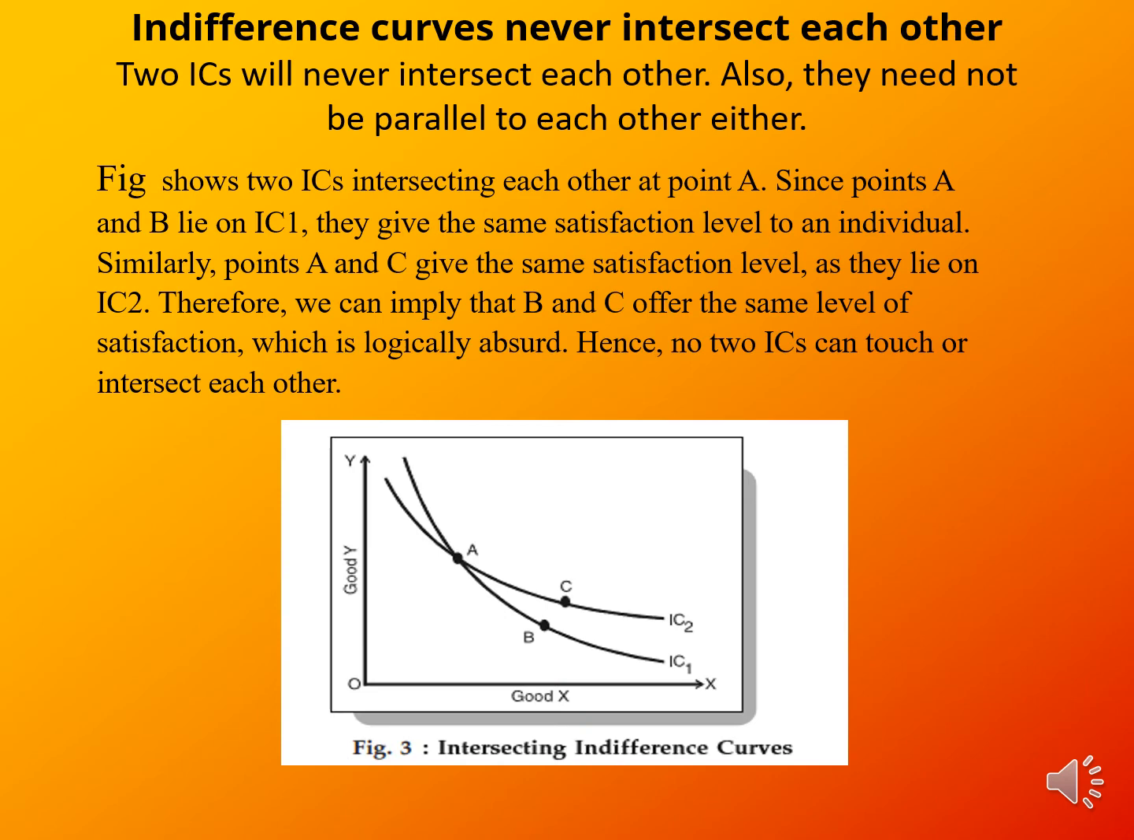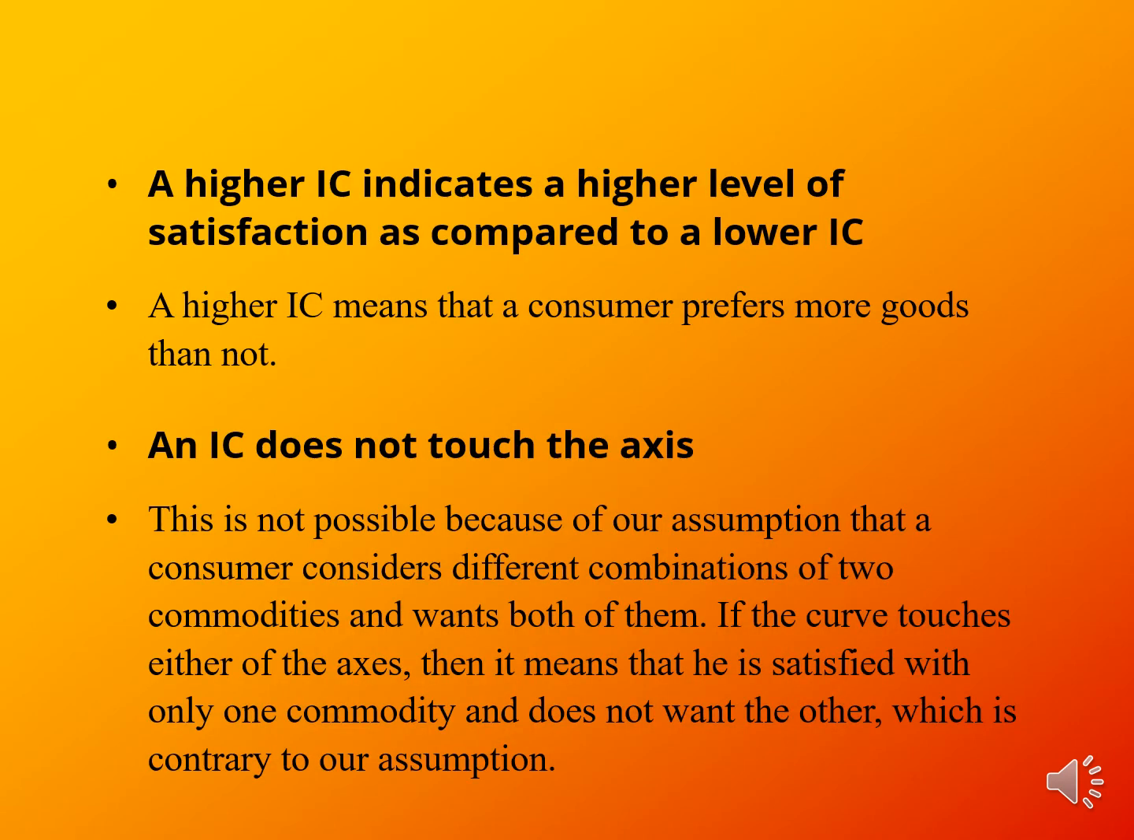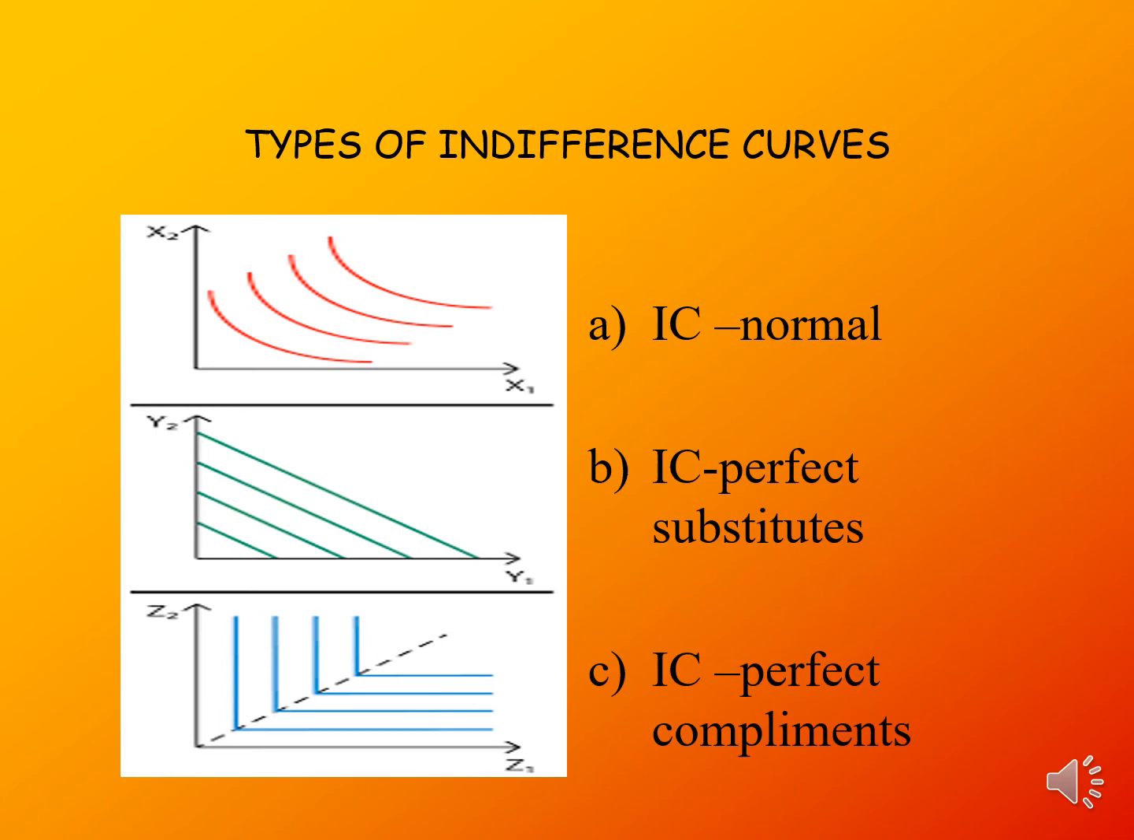Another property of an indifference curve is that it will not intersect each other. Also, they need not be parallel to each other either. A higher indifference curve indicates a higher level of satisfaction, and a lower indifference curve shows a lower level of satisfaction. Also, an indifference curve will not touch any of the axes, that is, it will not touch the x-axis or y-axis.